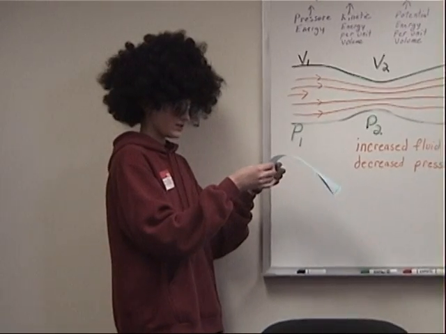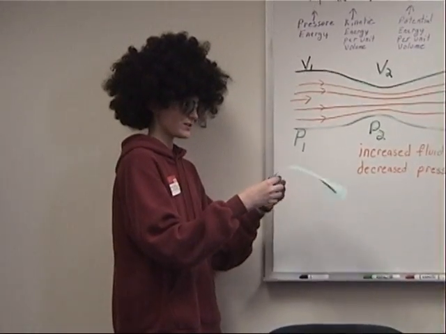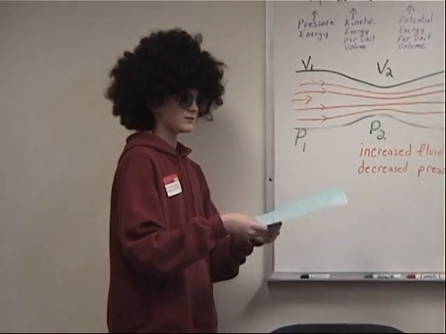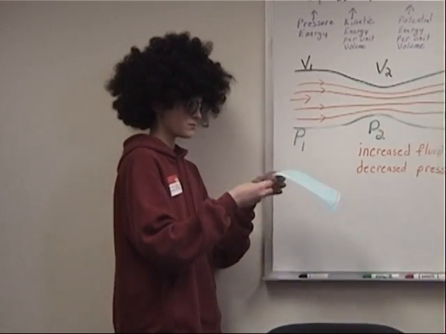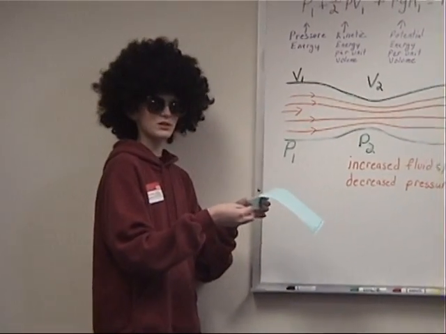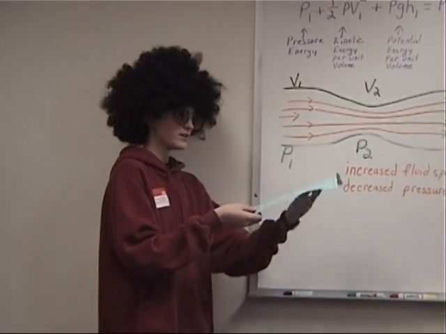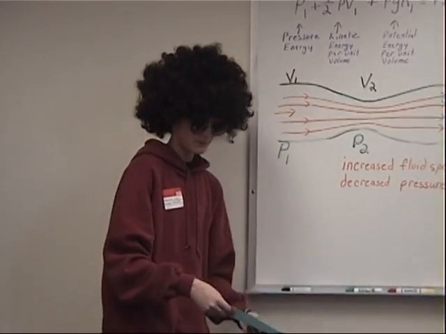Now, the reason is the air molecules traveling over the top were moving faster than those traveling over the bottom, which created an area of low pressure. And since fluids always like to move from areas of high pressure to low pressure, it lifted up the sheet of paper.